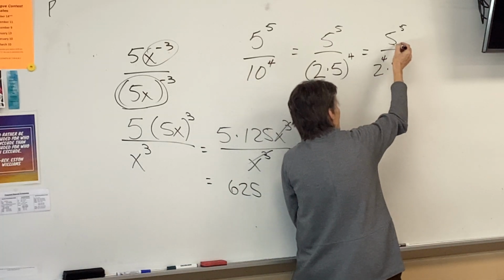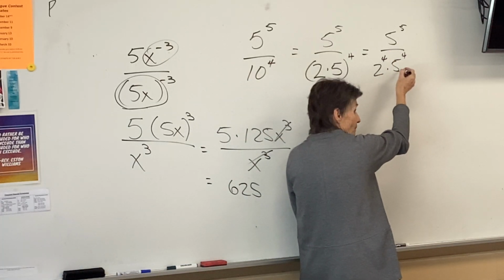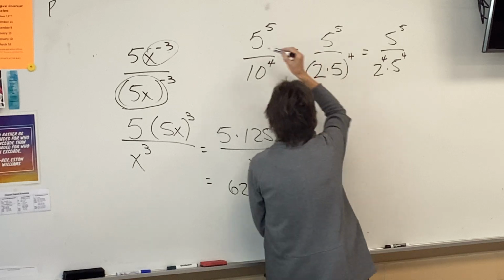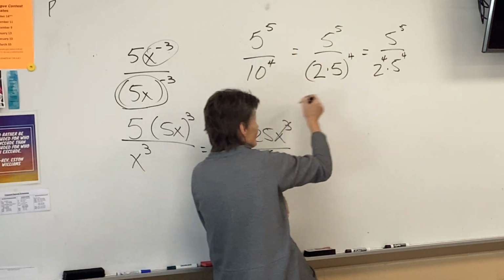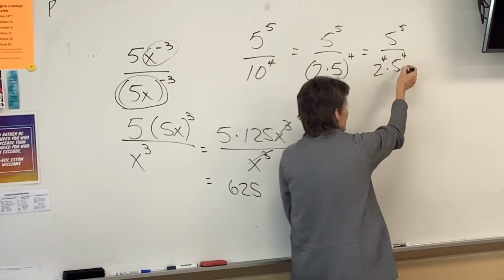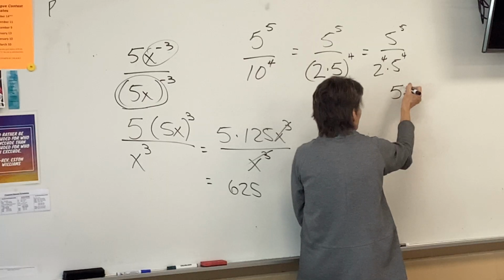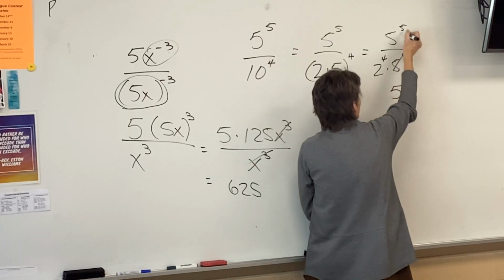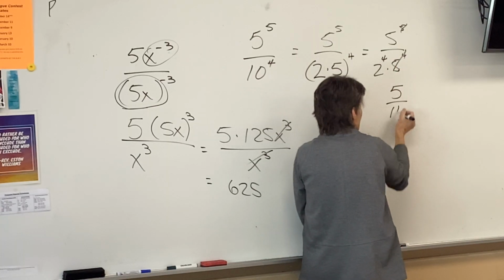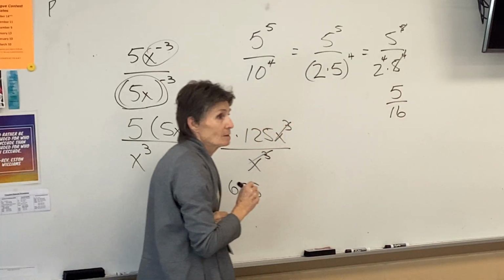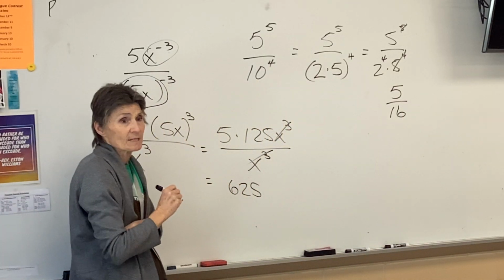Now, when these 5s and these 5s cancel, they're both 5. 5s and 10s don't cancel, but a 5 and a 5 you can. And so you have one 5 left on the top and 16 left on the bottom. So the answer is 5/16.